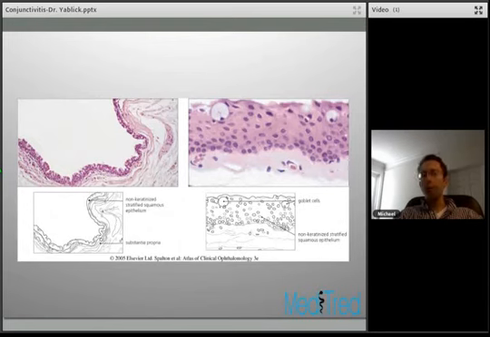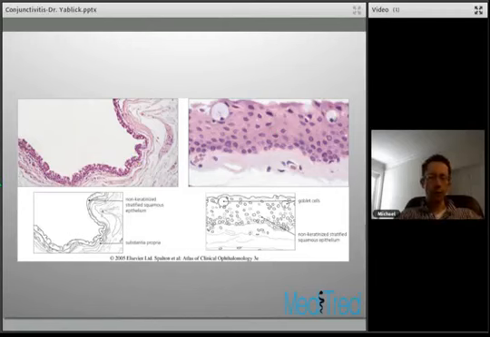This is a histologic slide of the conjunctiva. Here you can see that the upper layer is the epithelium, again, stratified, non-keratinized epithelium. And then here you can also see that you have a couple of goblet cells mixed in. Underneath that you have the substantia propria.